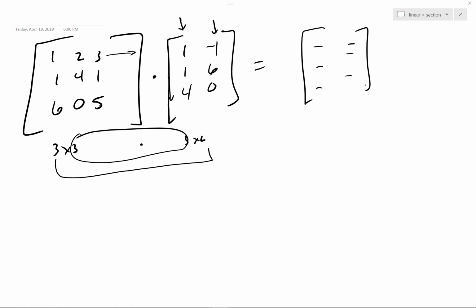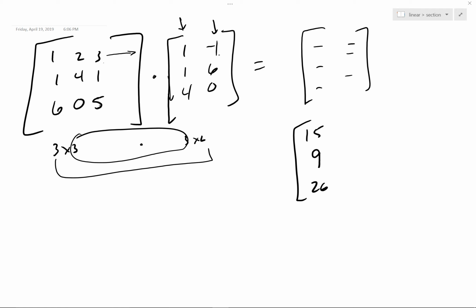So 1 plus 2 is 3 plus 12 is 15. 1, 4 is 5, 9. And then 6 and 30 is, no, 6 and 20 is 26.